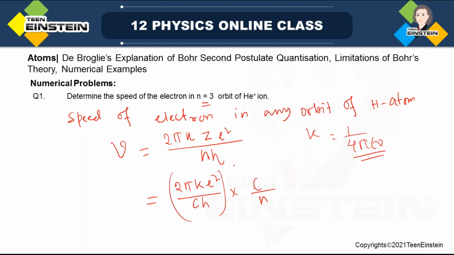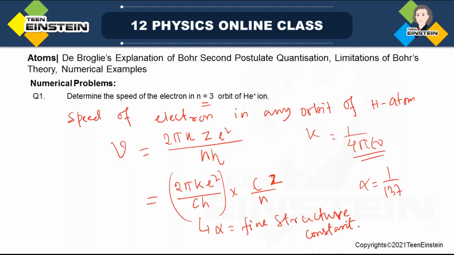So this particular factor, if I just take Z is equal to 1, you keep Z over here. This particular factor is called alpha, that is the fine structure constant. It has a constant value. We can remember that value, okay? So this alpha has a value 1 over 137. Now look, if we just use this alpha value, it is very easy to remember the formula.